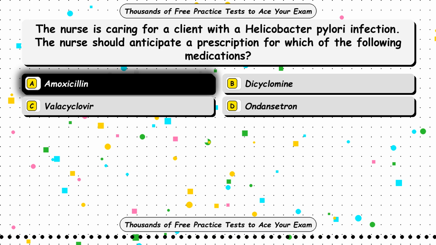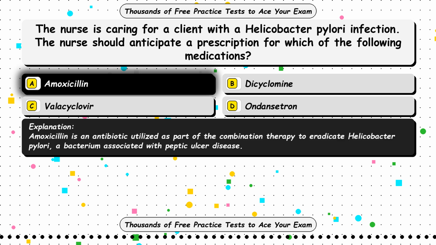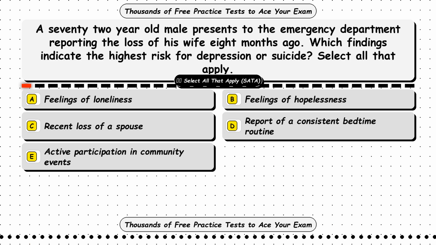The correct answer is option A, amoxicillin. Amoxicillin is an antibiotic utilized as part of the combination therapy to eradicate Helicobacter pylori, a bacterium associated with peptic ulcer disease. Question 21. A 72-year-old male presents to the emergency department reporting the loss of his wife 8 months ago. Which findings indicate the highest risk for depression or suicide?